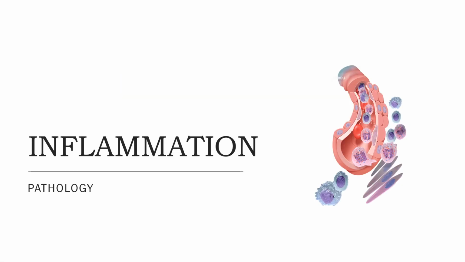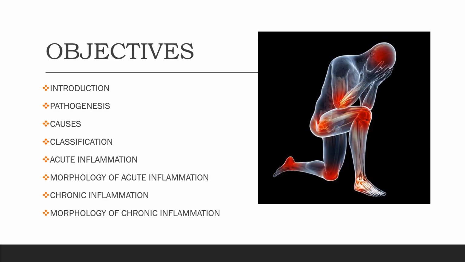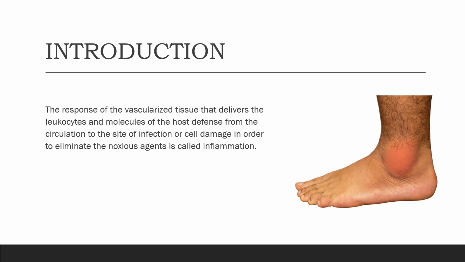The topic that we're going to deal with today is inflammation from pathology. The objectives are introduction, pathogenesis, the causes, classification, acute inflammation, morphology of the acute inflammation, chronic inflammation, and the morphology of chronic inflammation. So what do you understand by inflammation?